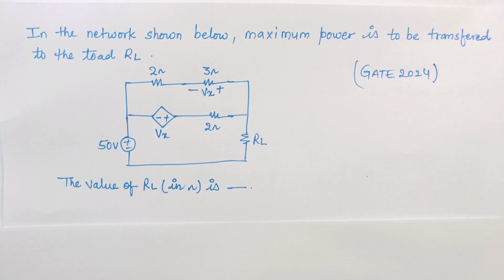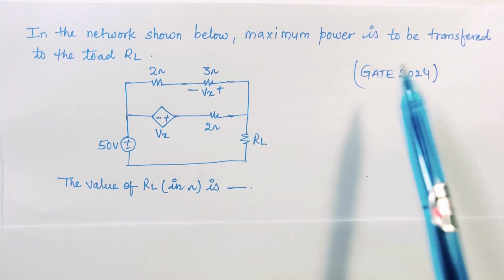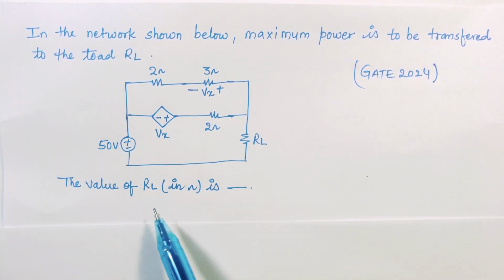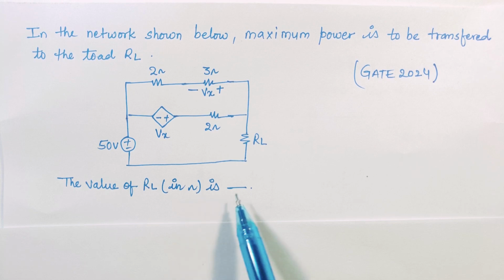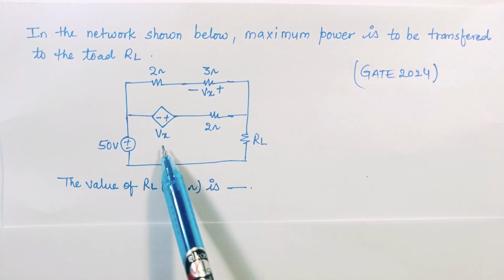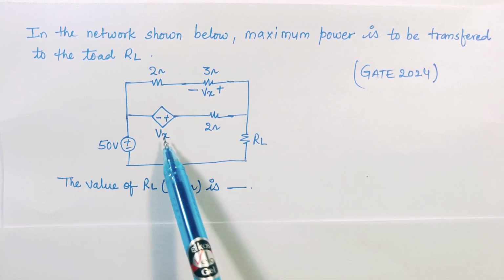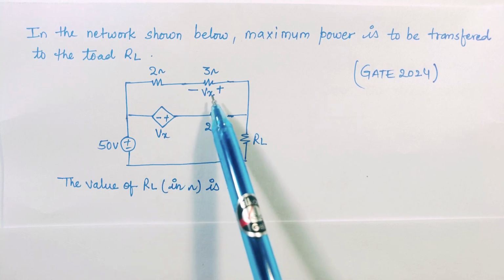Let us see a question asked in GATE 2024. In this question it is said that in the network shown below, maximum power is to be transferred to the load RL. So the value of RL in ohm has been asked. As we can see in this circuit, a dependent voltage source is connected, and this voltage source Vx will be dependent on the value of the voltage across the 3 ohm resistance.